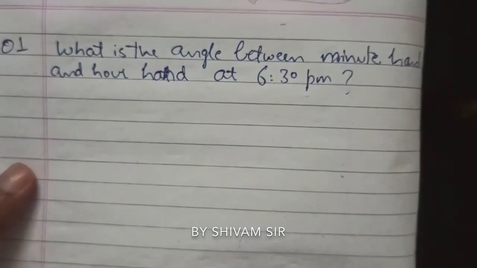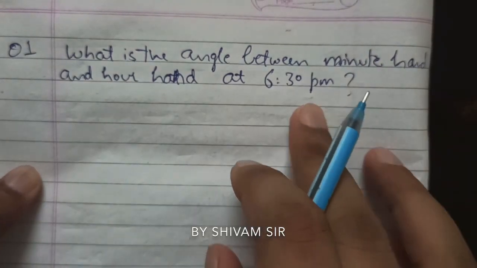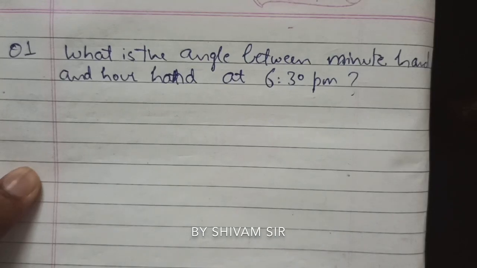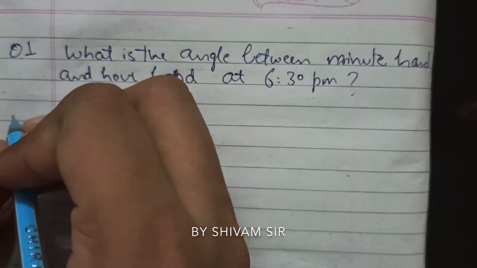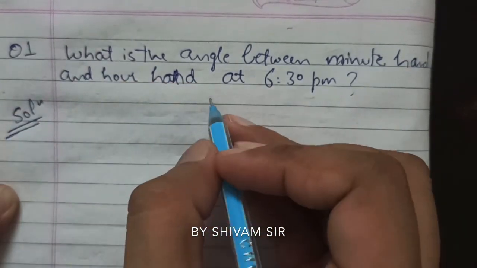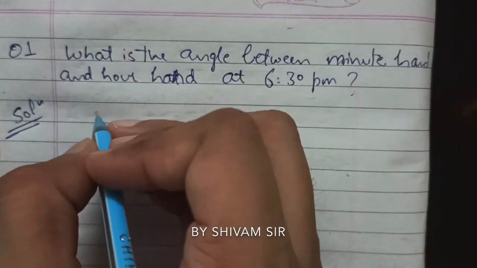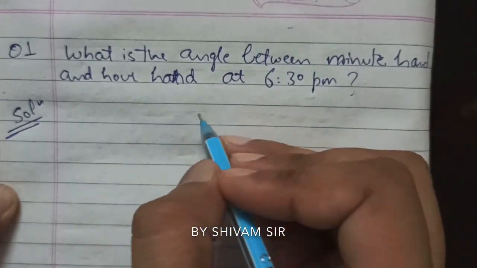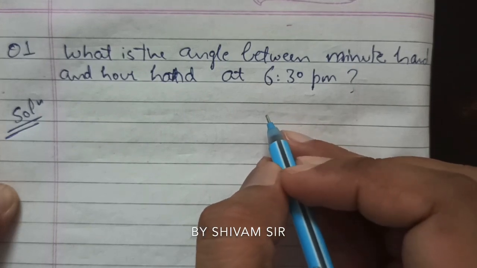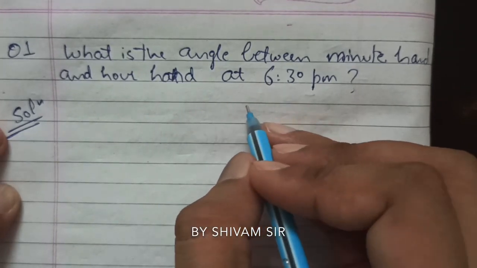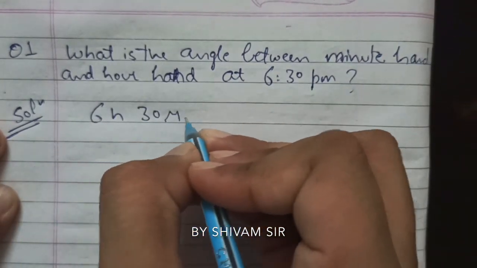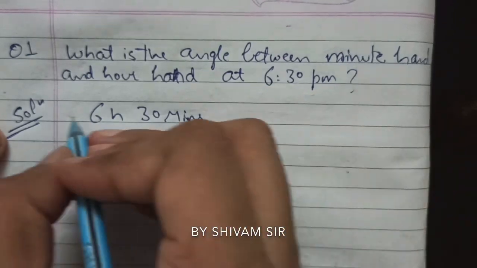So let's discuss the first question. What is the angle between the minute hand and the hour hand at 6:30 p.m.? Just take care of the steps, watch it carefully. Solution. At 6:30 p.m., how many hours will there be, starting from 12 noon? From 12 noon to 6:30, how many hours will there be? 6 hours and 30 minutes, right?